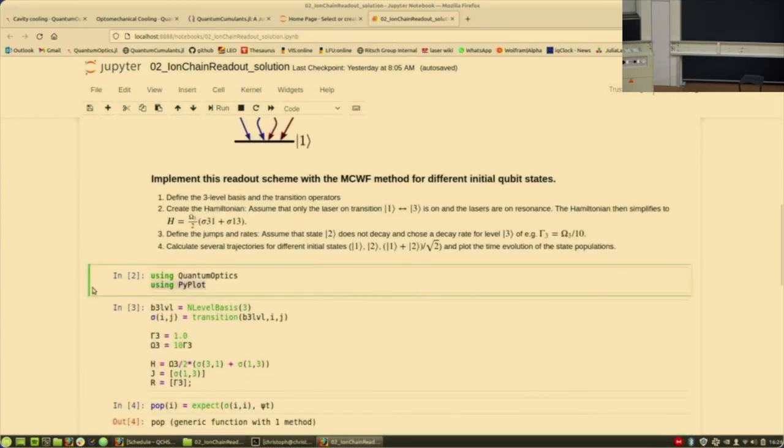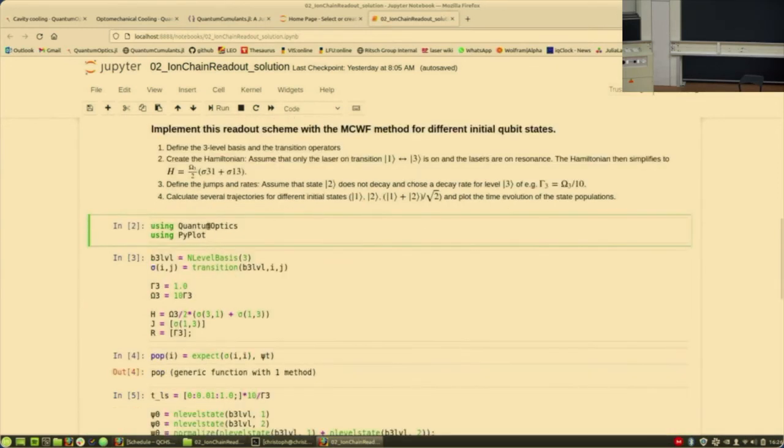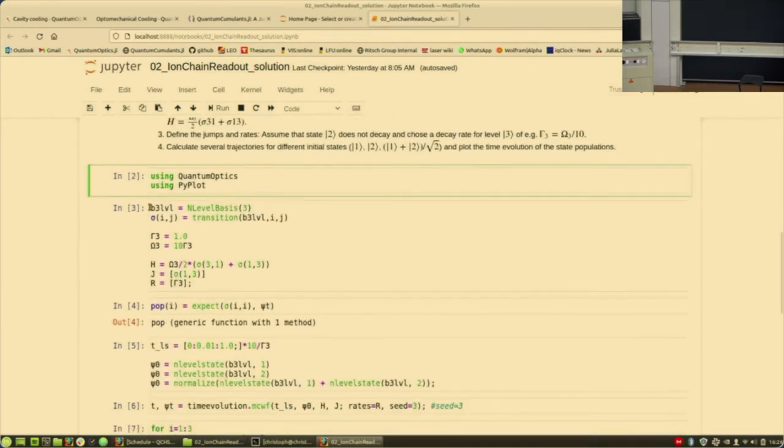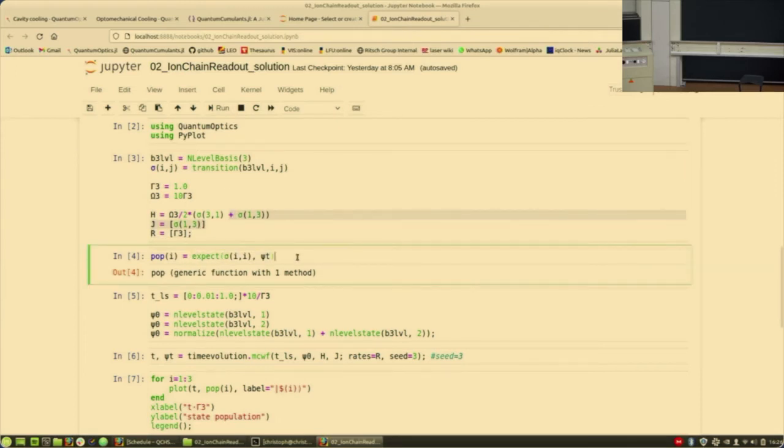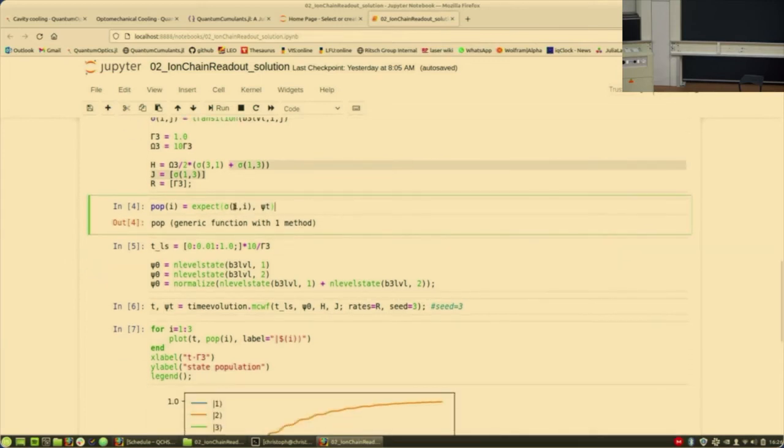As always, we just need to load the packages, in our case QuantumOptics and PyPlot. Then we need to define the basis of our system, and define our operators. Then the numeric parameters: we just need to get them from the physical system. Then we create the Hamiltonian and the jump operators, or the list of jump operators, and the according rates of our system. And usually we are interested in expectation values, and we just calculate them for whatever operator we want to have.